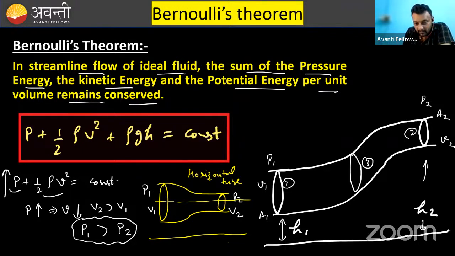Okay, listen again. V2 will be more. Are you clear with that? Why is V2 more? Because the area is smaller. If the area is smaller, then the velocity is higher. Now, if velocity is higher, then pressure will be less. So P2 will be smaller than P1. So what you can remember is, if pressure increases, velocity decreases, or in other terms, if velocity increases, pressure decreases.